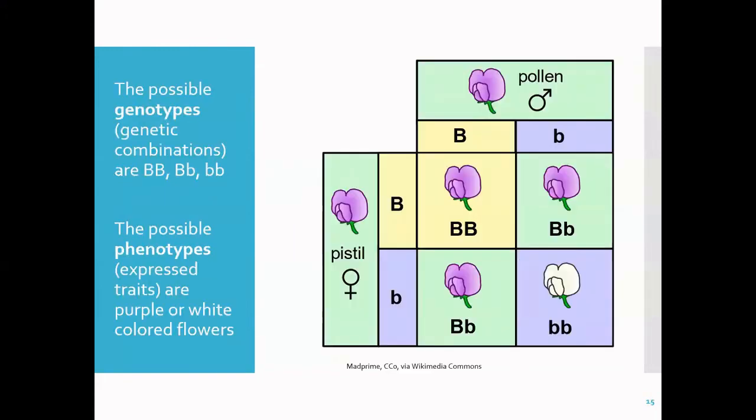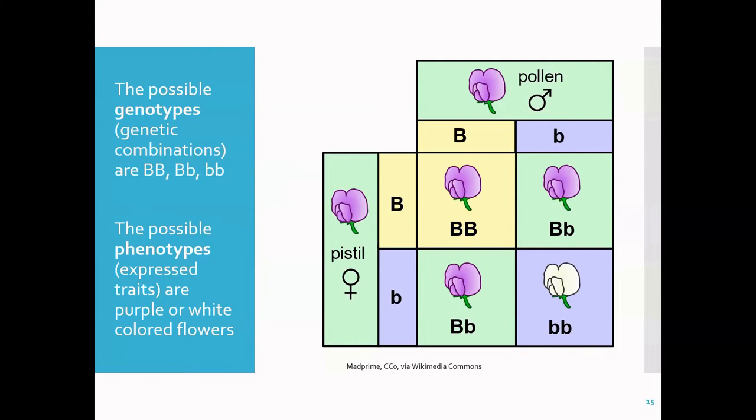Case in point, we're talking about purple pea flowers. A purple pea flower that is heterozygous, meaning it also carries the gene for white, will express as purple no matter what. We can demonstrate this with a Punnett square, as you can see here. We have one homozygous dominant, we have one homozygous recessive, and we have two heterozygous dominant.